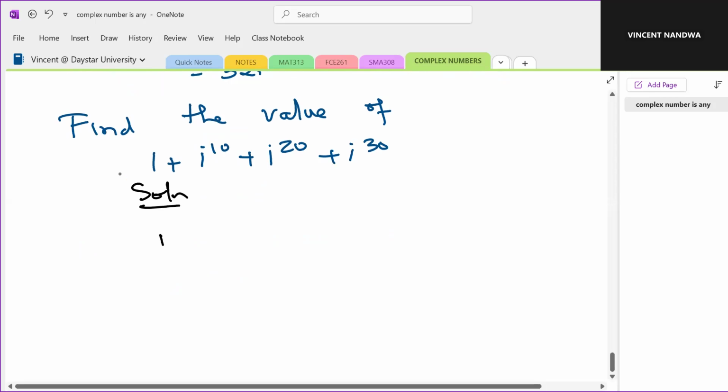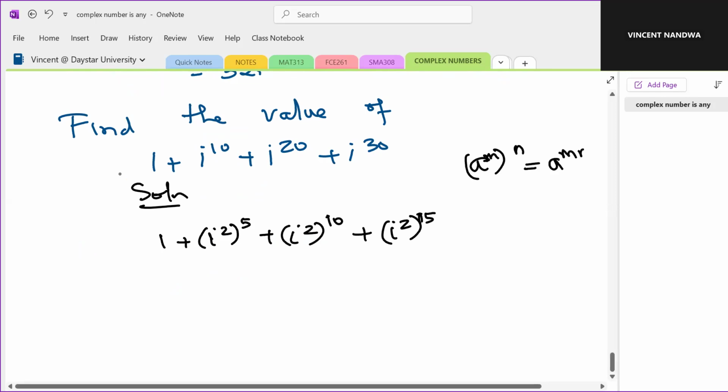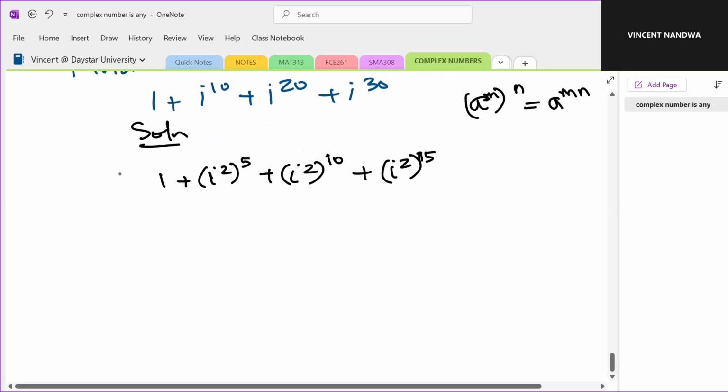So to solve this, we write this one as 1 plus, write it as i squared raised to power 5. And then this other, write i squared raised to power 10. And then this, i squared raised to power 15. We're just making use of the laws of indices that a power m, power n is the same as a power mn. Then this will give us 1. i squared is minus 1, so we have minus 1 power 5 plus minus 1 power 10 plus minus 1 power 15.